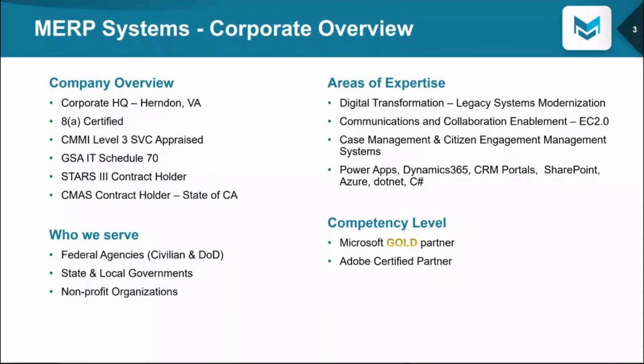MERP Systems is headquartered in Herndon. We are an 8(a) certified, CMMI level 3 services-priced enterprise. Our services are available on the GSA schedule. We are also a STARS 3 contract holder. For some of the state and local customers, we hold a CMAS contract with the state of California as well. We serve federal agencies, state and local governments, and nonprofits, primarily because a lot of these case management systems overflow into support systems for nonprofits.